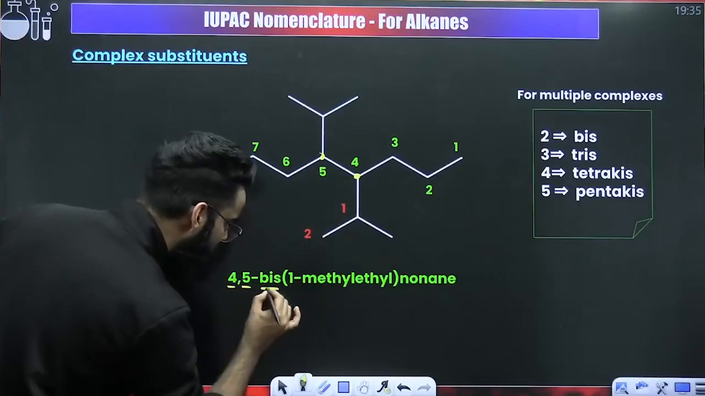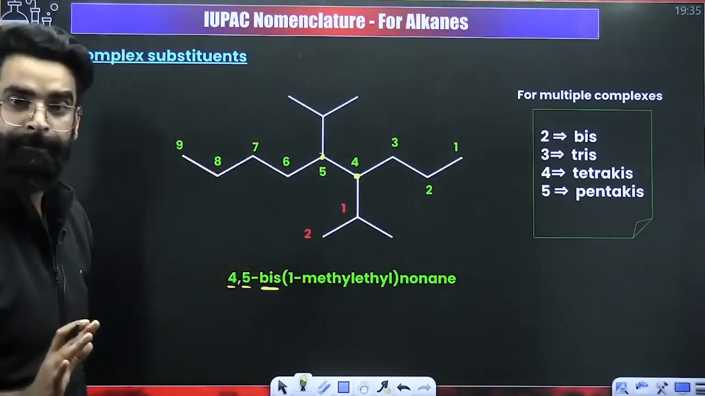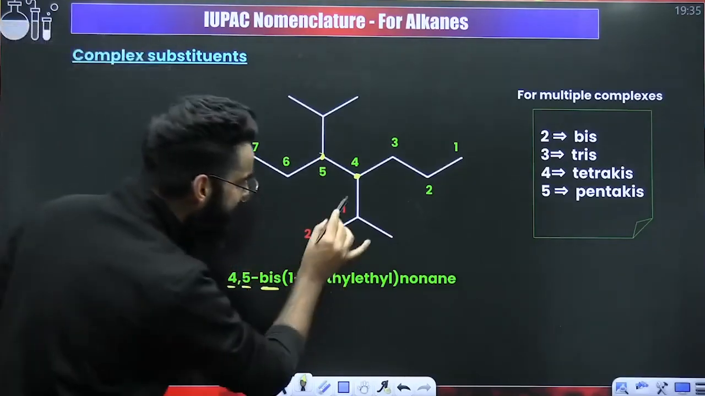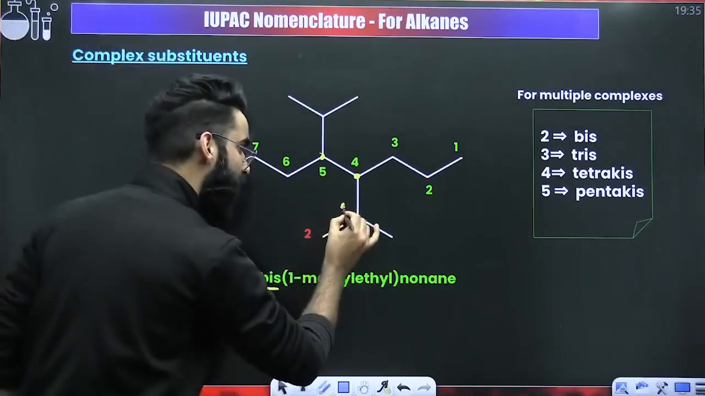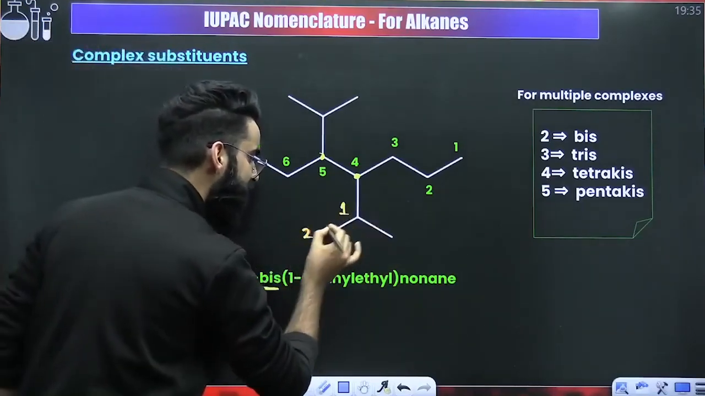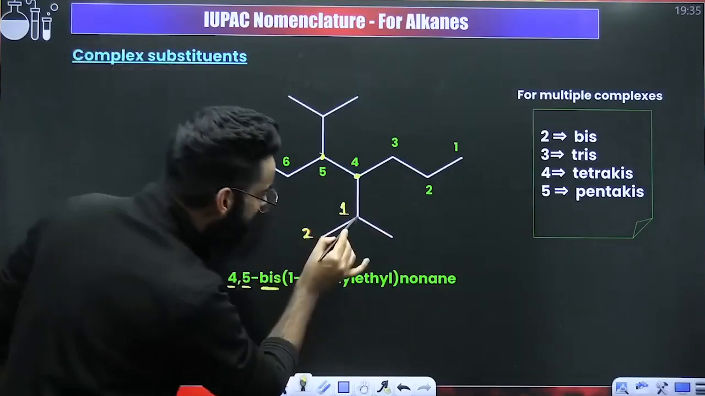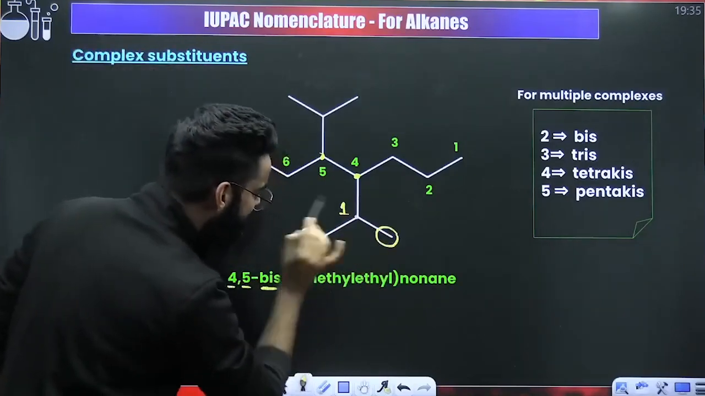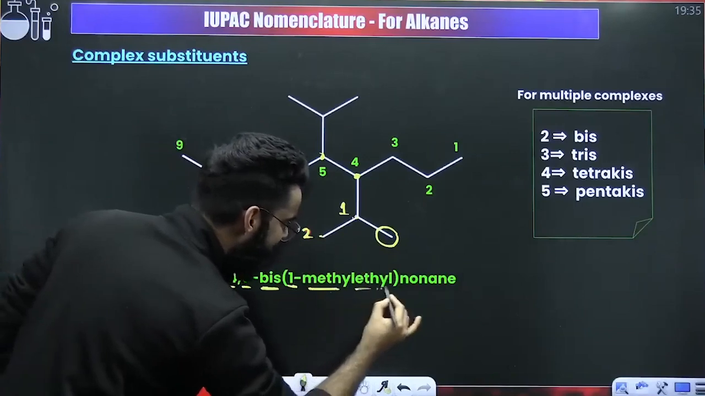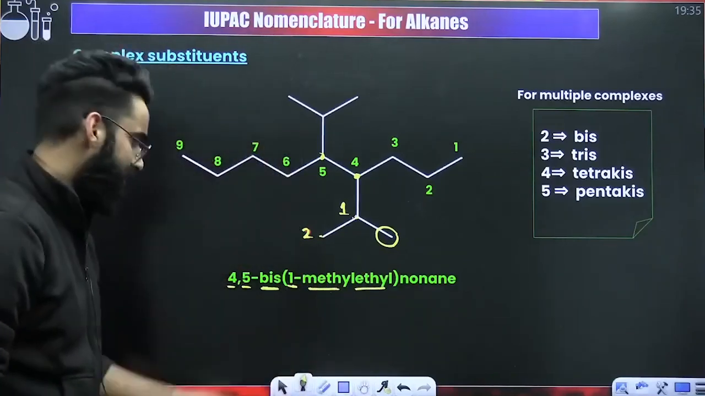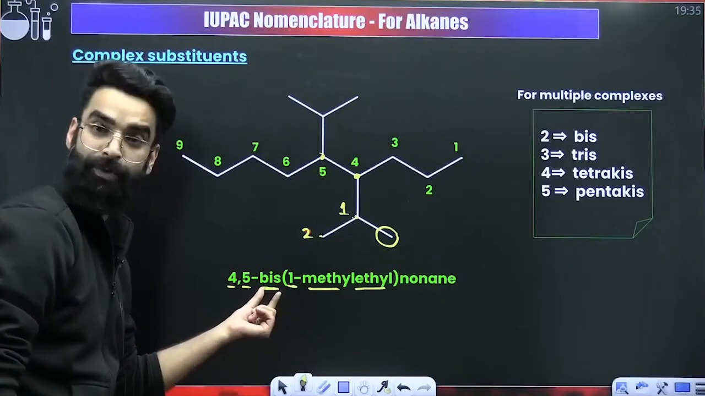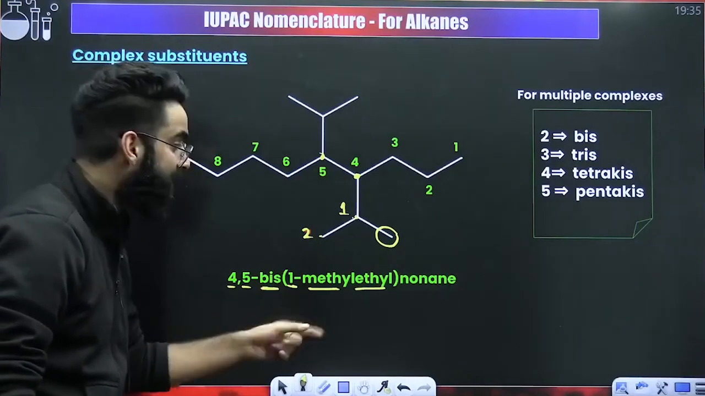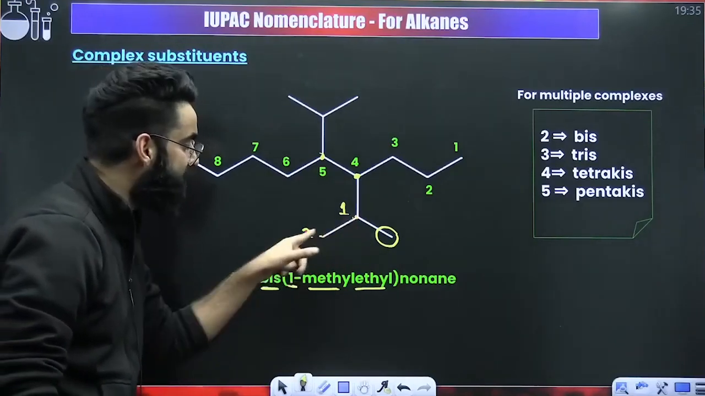So it's going to be 4, 5 bis. Now, how do we name a complex substituent? In the complex substituent, again you have to start the numbering. This is 1, this is 2. So at carbon number 1, this is methyl and this is going to be ethyl. So at carbon number 1, it's methyl ethyl. This bis tells you you have got 2 same complex substituents. Perfect. At carbon number 1, it's methyl and it's going to be ethyl.